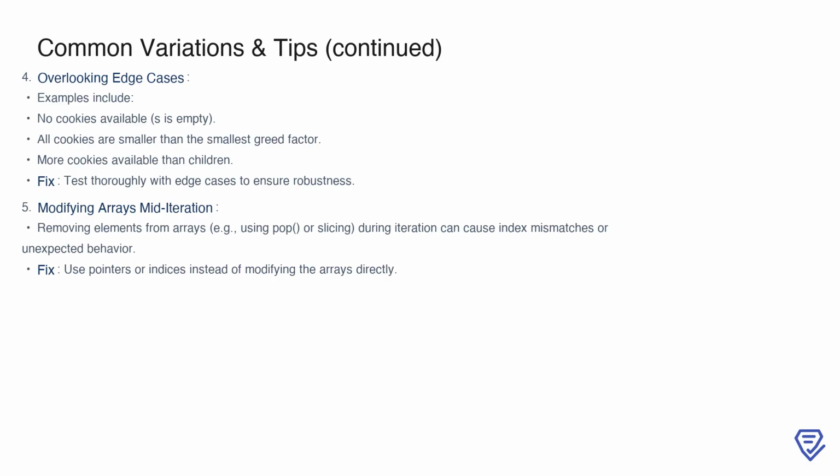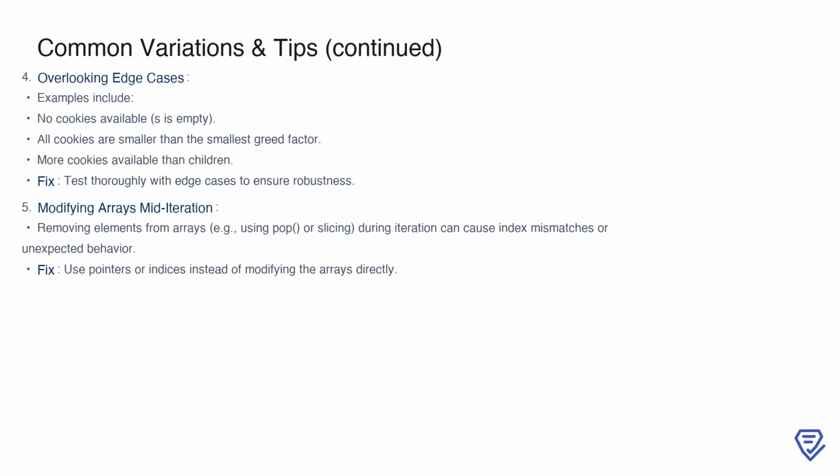Overlooking edge cases is a common oversight. For instance, what happens if there are no cookies available, if all the cookies are smaller than the smallest greed factor, or if there are more cookies than children? These edge cases can lead to unexpected behavior if not handled properly. The solution is to test thoroughly with a wide range of scenarios to ensure your implementation is robust.